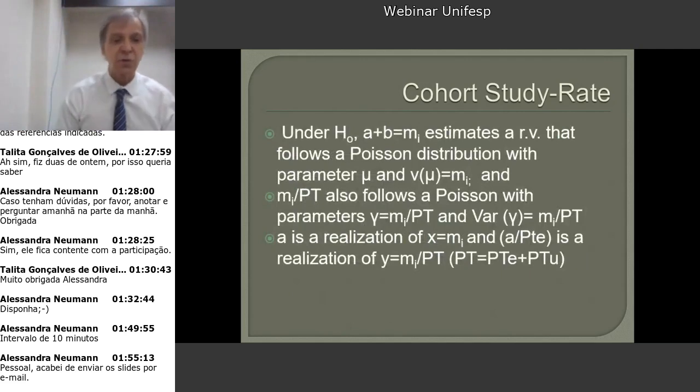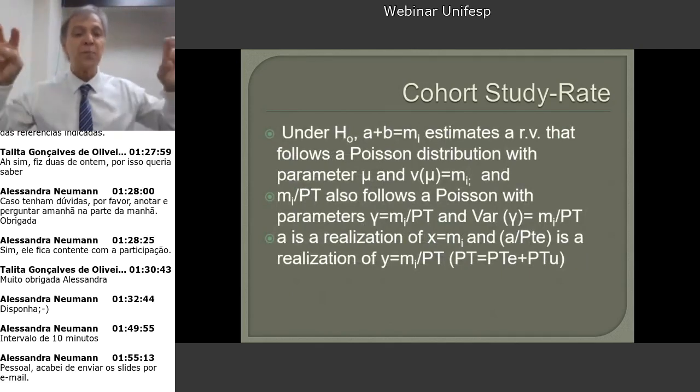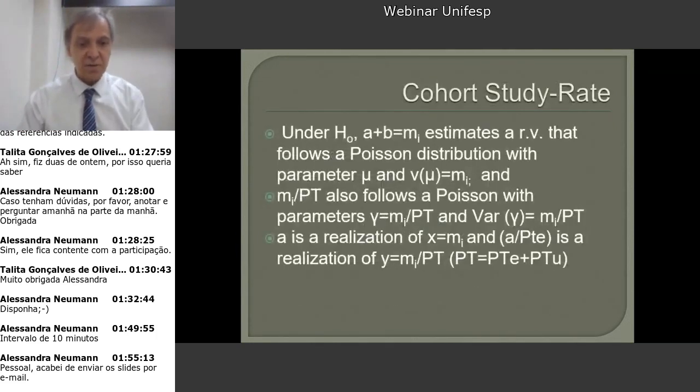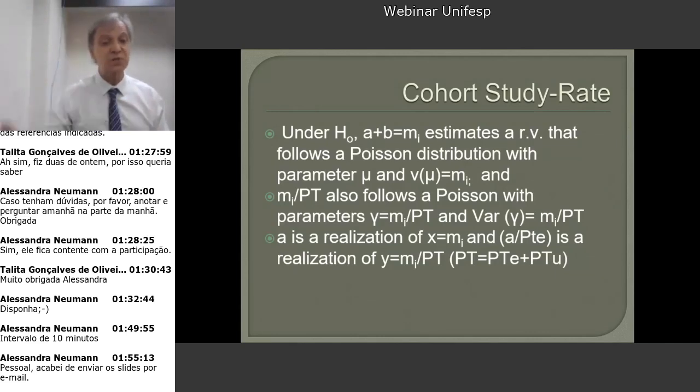This is all in theory now, folks. Under the null hypothesis, H sub O, the cell A plus B here is estimated by M1, which is my best estimate of the total. It's a random variable that follows a Poisson distribution.